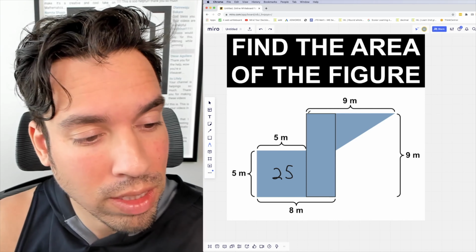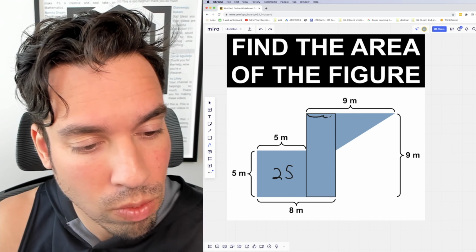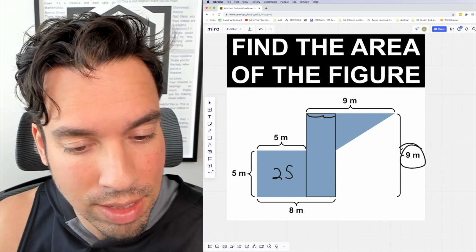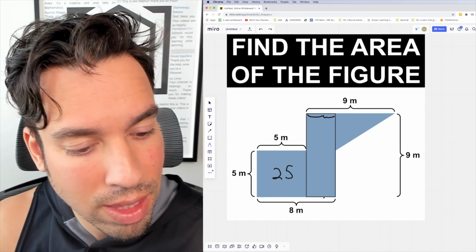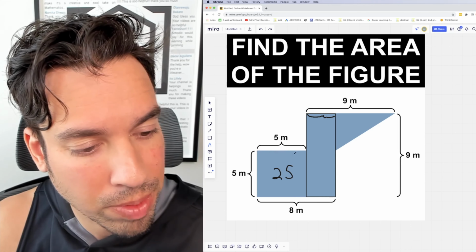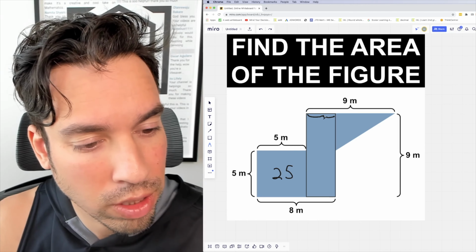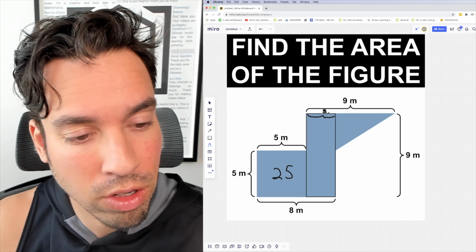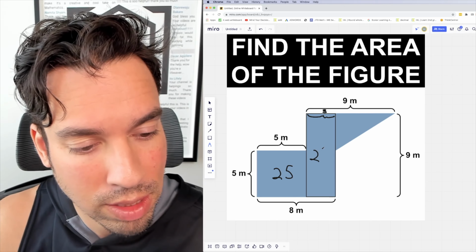To get the length of the rectangle, I gotta figure out this side right here. I already know the entire length this way is 9. Well, if I know that this entire length here is 8 and this piece up to here is 5, this little chunk here is 3 meters, which means the area here is 3 times 9, which is 27.